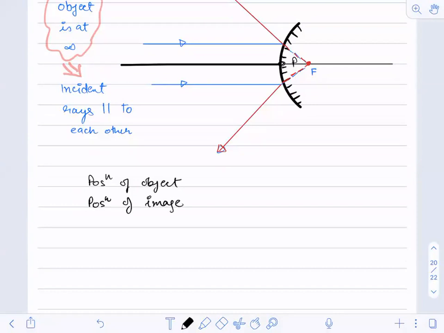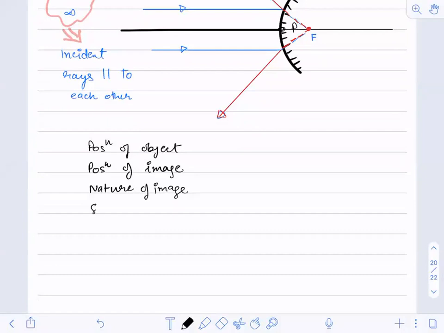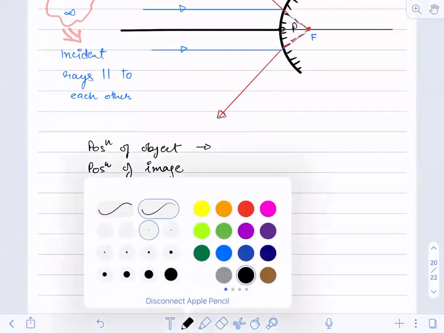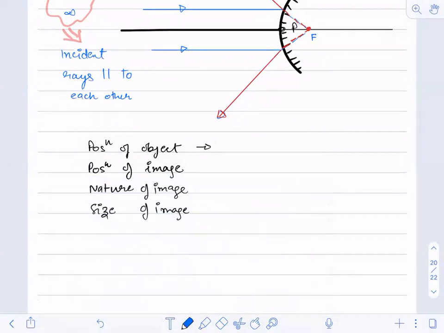So now tell me, what is the position of object? What is the position of image? Nature of image. And finally, we'll see size of image. Position of object at infinite. Position of image at focus.